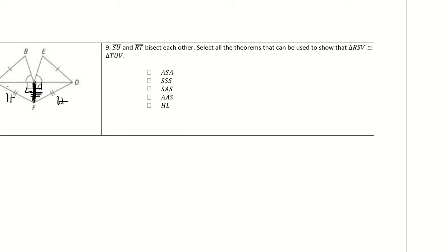So essentially what we have is, for example, we could call this SU, and then we can call this RT. They cut each other in half. So this is cut in half, and this is cut in half, like that. And they're not necessarily equal to each other. And then this here probably could be V, right? So we have triangle TUV and then triangle RSV. Yeah, so there you go. So those are the two triangles. And then we have RT and SU bisecting each other.